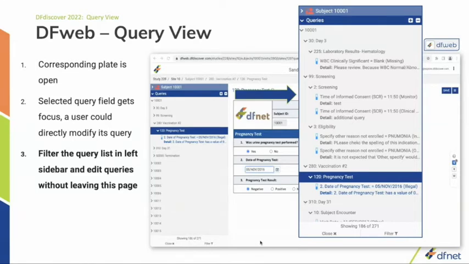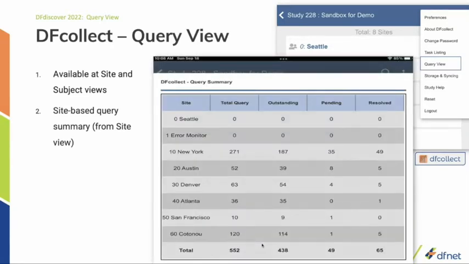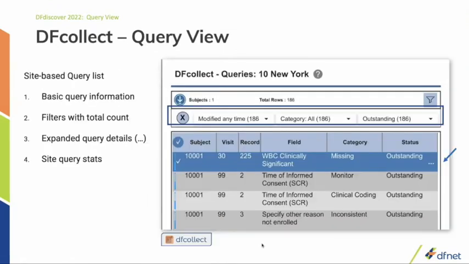Let's move on to DFcollect. DFcollect provides a query view menu at the study and site level. The difference is that study query view will show a query summary dialog, which shows all the sites' query information, so a user could select one site to work on. Then, in query view, basic query information is listed in a table, and there are 3 drop-down filters with total count information for the user to select from.